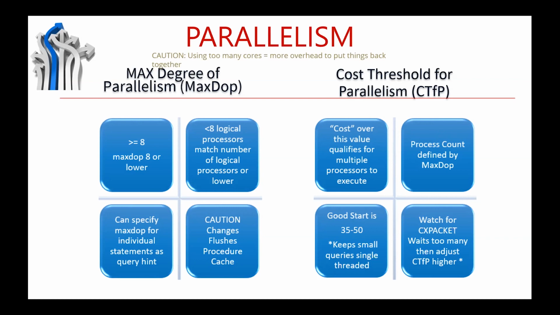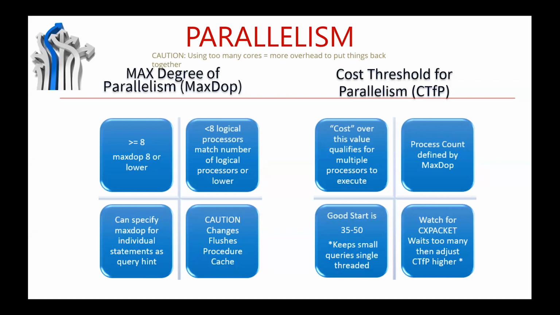If you're seeing tons of CX packet waits, it may be an indication that your cost might be too low. Maybe you need to bump your cost up a little bit more so it doesn't go parallel. It may read better going serial. There's a lot we can talk about with both of these, and given the time, I'm not going to go tons into it, but just know these two work in tandem.